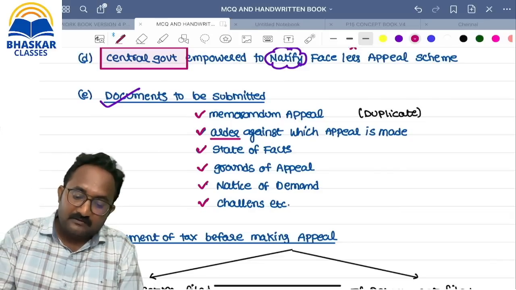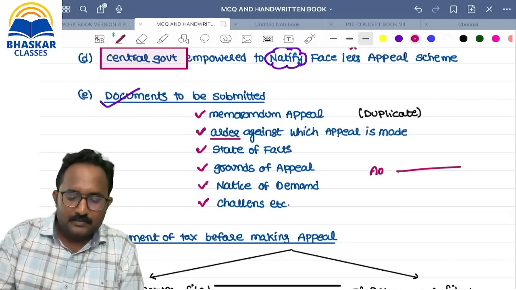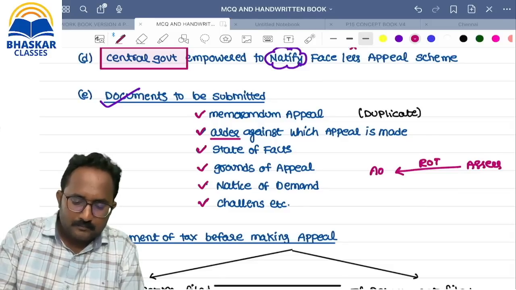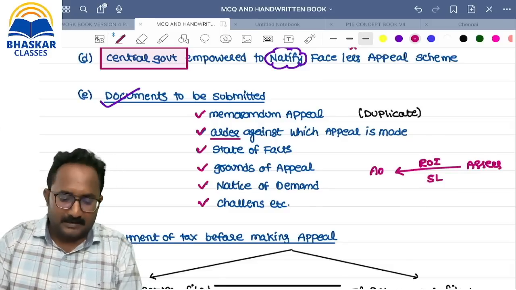No. Notice of demand means nothing but what, we file the return of income. Can you tell me how much tax we paid? So 5 lakh related proof you need to submit. That is only the challans.